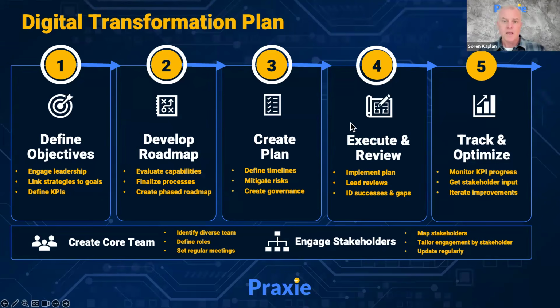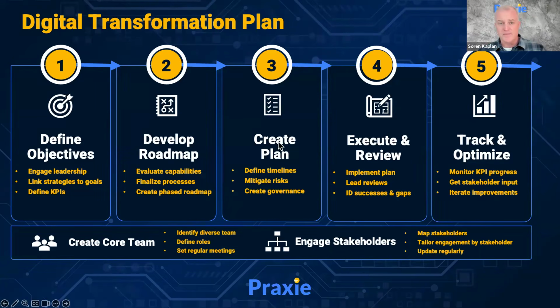Then as you implement and you go live with some of your digital transformations, you want to track and optimize. That basically means you want to monitor your KPIs, make sure you've got traction, the things that you said you wanted to measure, and the objectives that you had actually are being advanced. You want to keep getting that stakeholder input. Are things working? What's not? You want to fix it. And then you want to just keep iterating that improvement. So those are the steps.